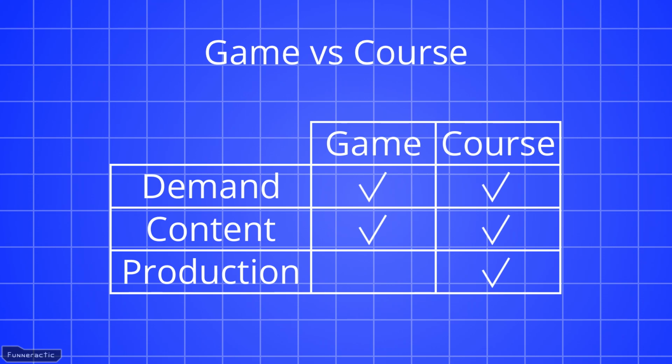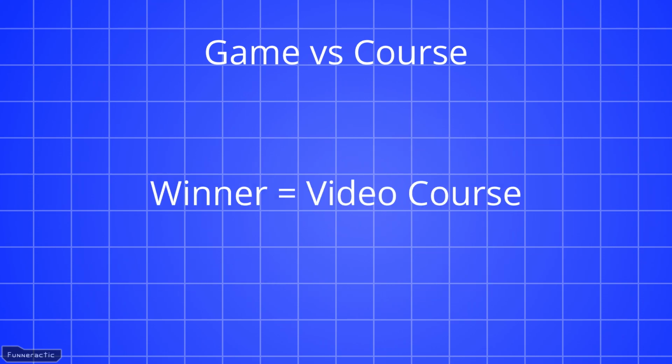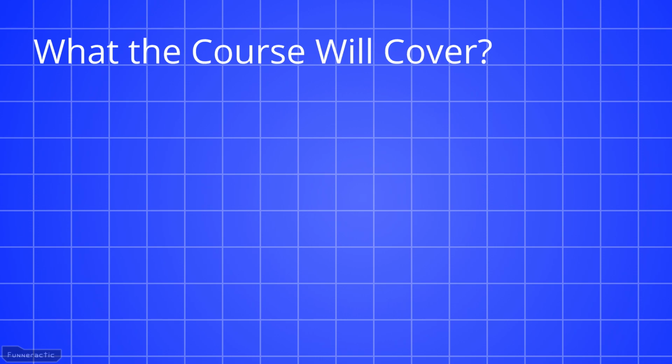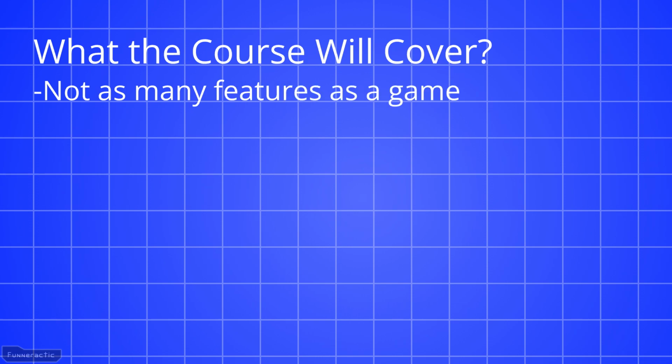As I mentioned last time, I've decided to make a video course on how to make this game rather than a game itself. One of the most important things is to decide what parts of the game the course will cover. As I mentioned last time, a course can't have nearly as many features as a game because each feature requires a more in-depth explanation and therefore more time to make. This means that I have to be careful with what features I choose to be in the course.